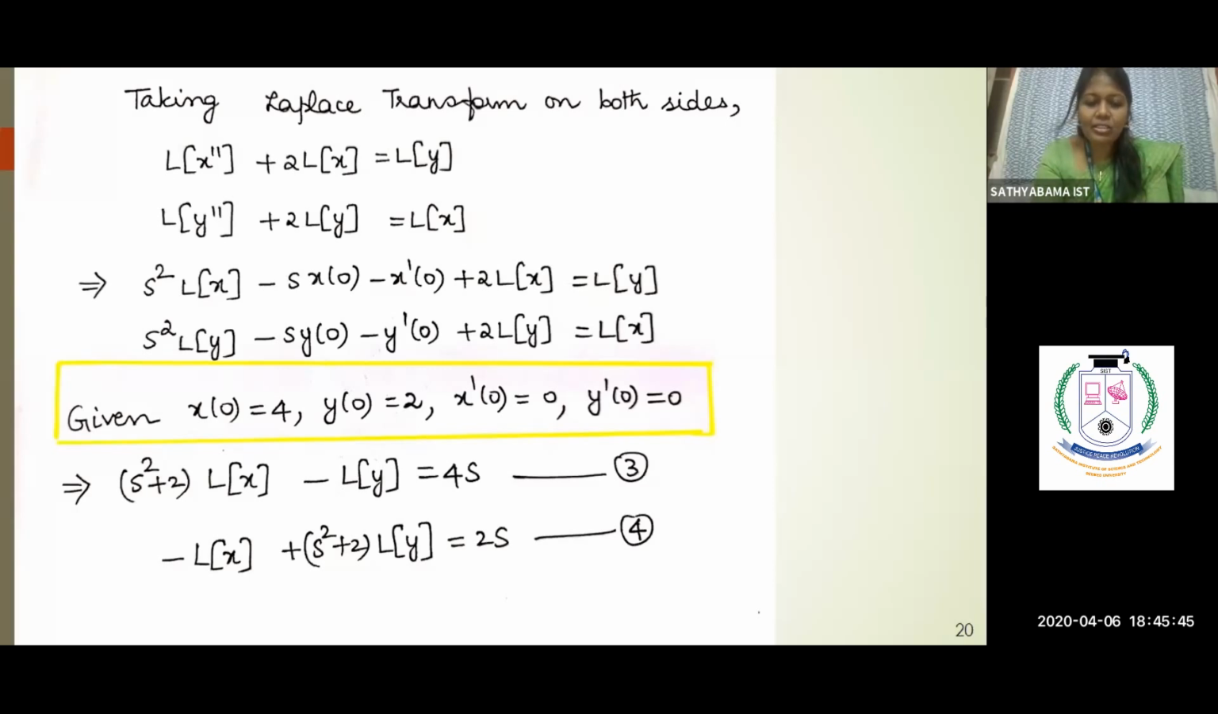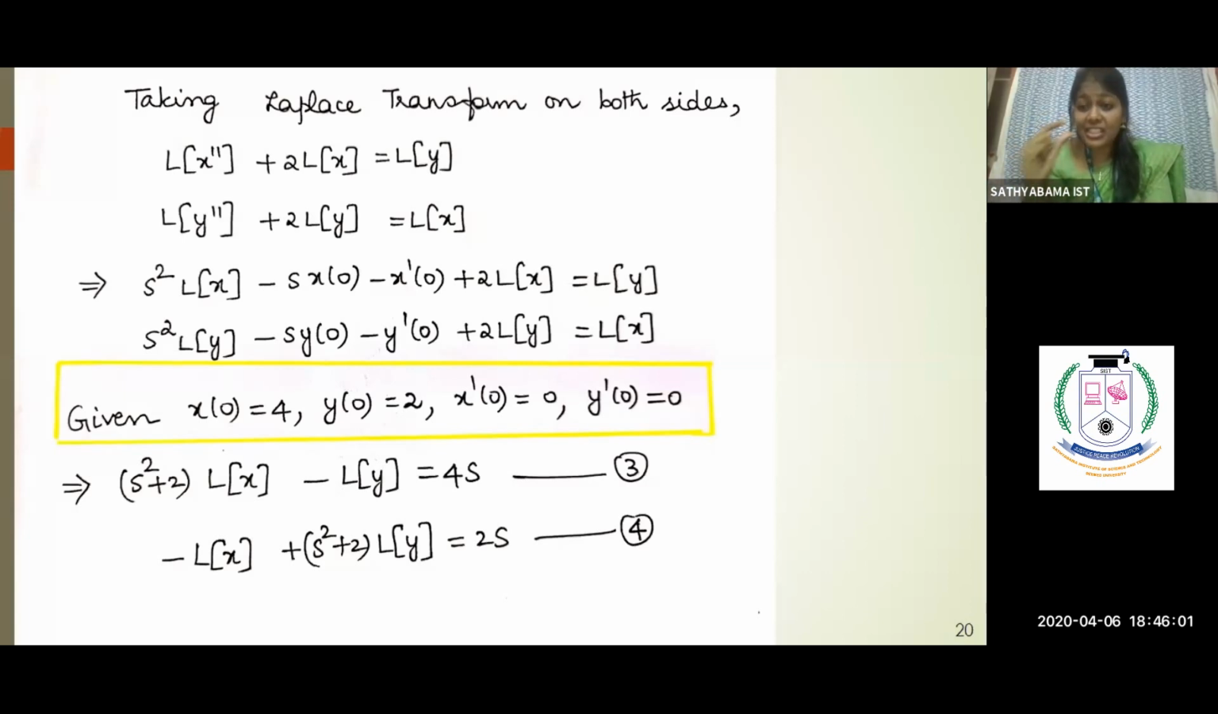The highlighted yellow step. These are initial conditions that I've got from the question. So x of 0 is 4. y of 0 is 2. x dash of 0 is 0. y dash of 0 is 0. So simply use that here. Get equations 3 and 4.